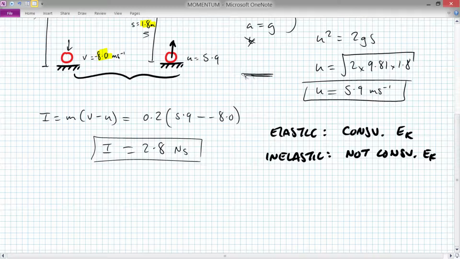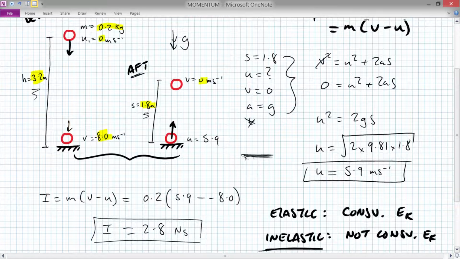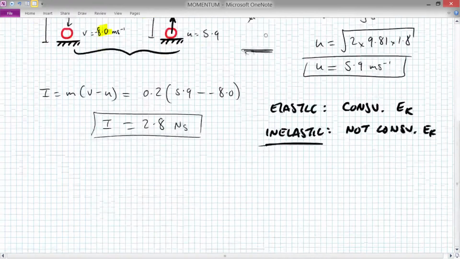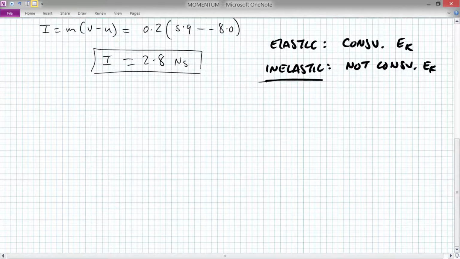Straight away, just by inspection, we can see we've started with 8 meters per second and we've ended up with less than 8 over here. So we're probably going to be guessing that it's inelastic. Another big giveaway is that it's not bounced up to the same height. If it was an elastic collision, we would expect it to achieve the same height since no energy is lost. But anyway, let's prove this.